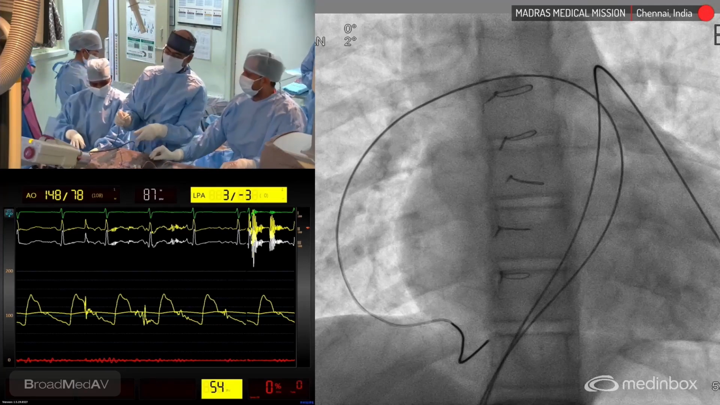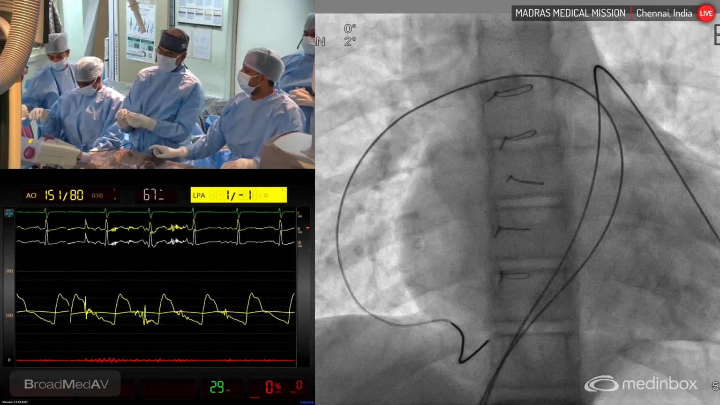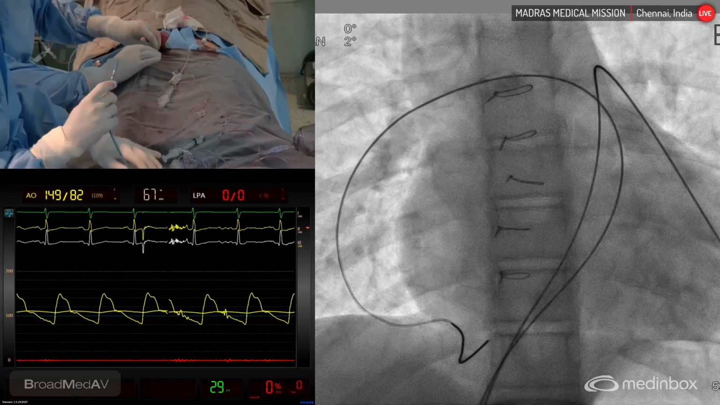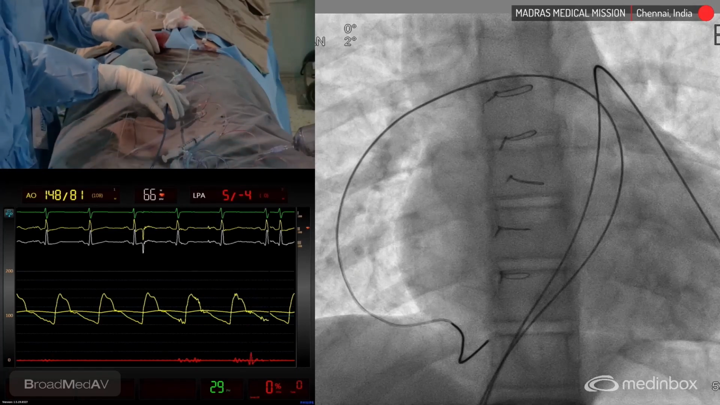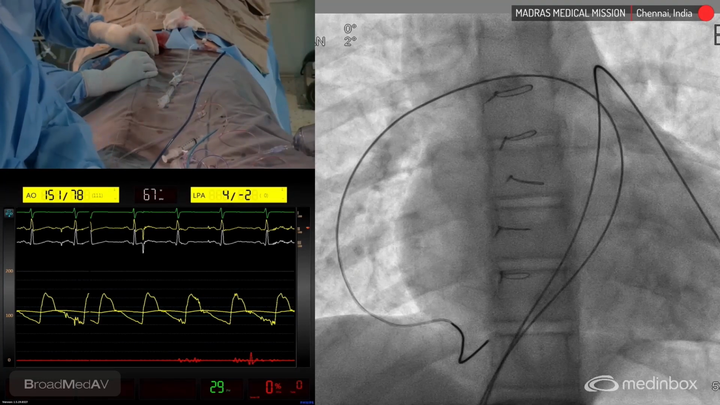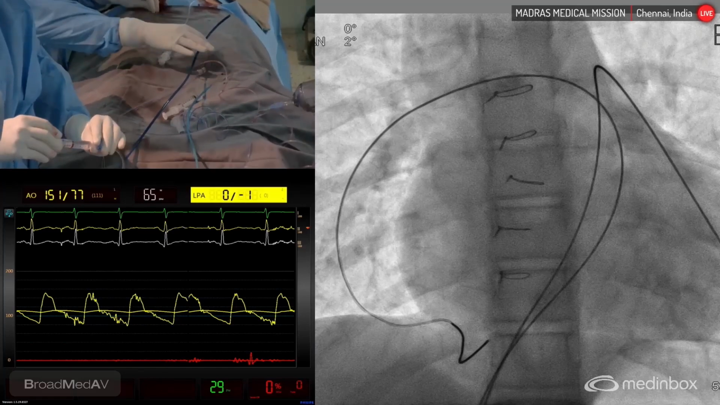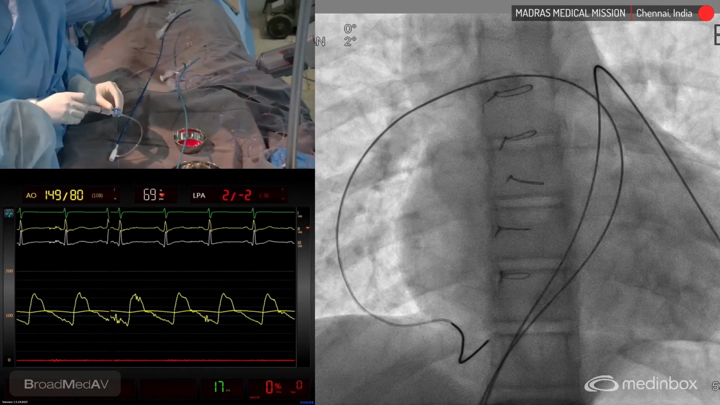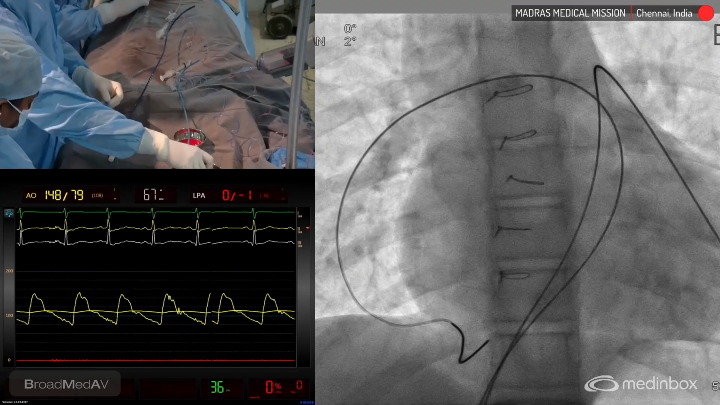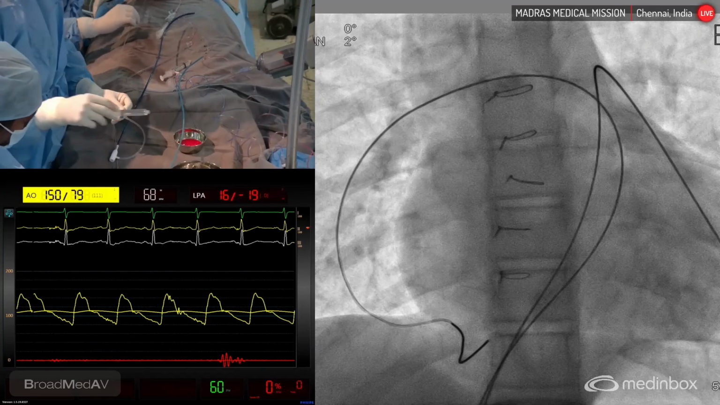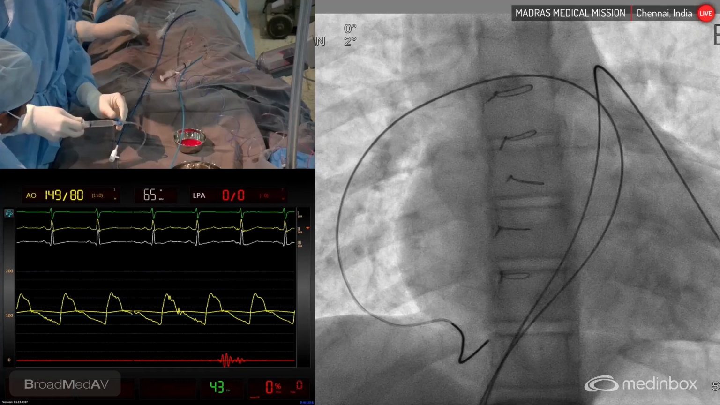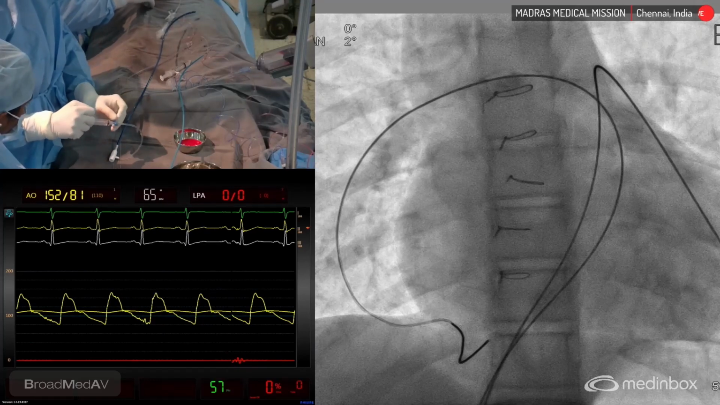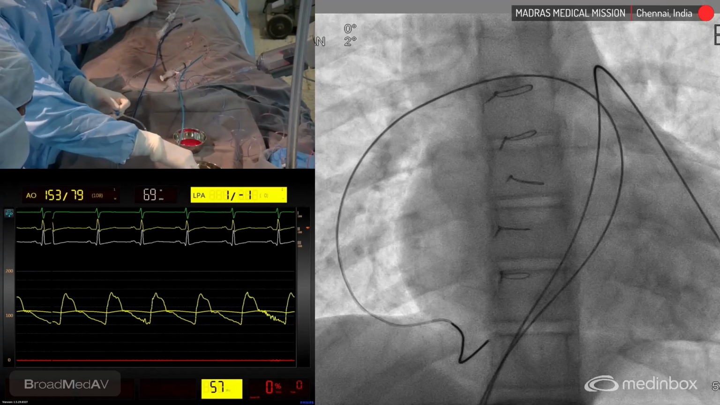So this sheath has a peculiarity: it has two guide wires. So there are two guide wire ports. We are going to be taking out that 12 French sheath. We are going to take out this 12 French sheath over the two wires, which will be retained, and the 12 French sheath will now be taken out.